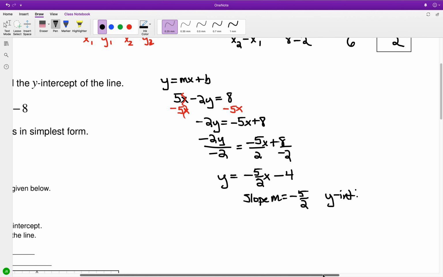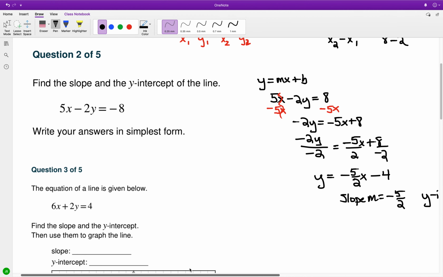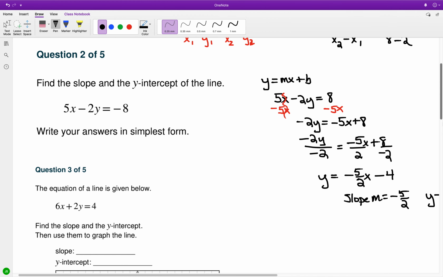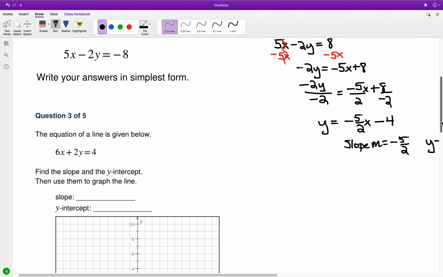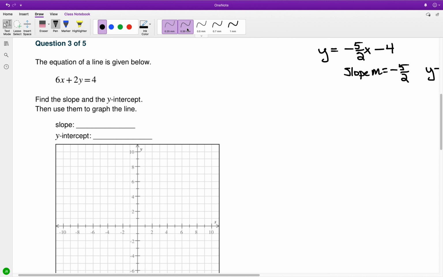Now, your instructor might want you to express this as y = -4. If you were to put this in coordinate fashion, we would have the ordered pair (0, -4). These are two different ways of saying the same thing for the y-intercept. For question number 3, the equation of the line is given as 6x plus 2y equals 4, and it says to find the slope and the y-intercept. So a little bit of history repeating itself, at least procedurally.